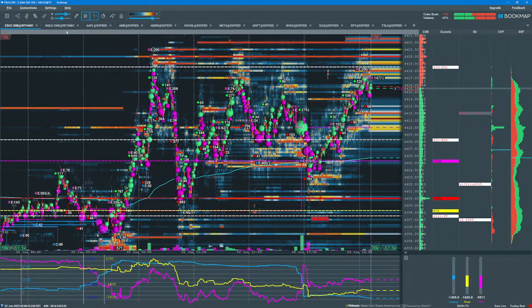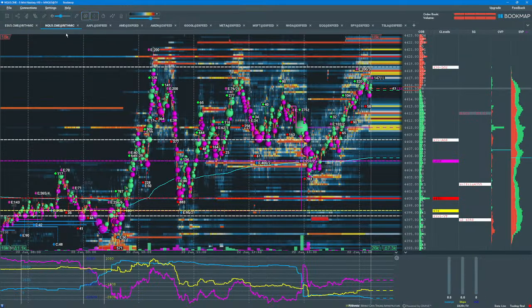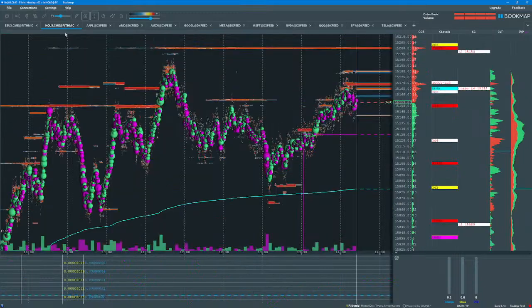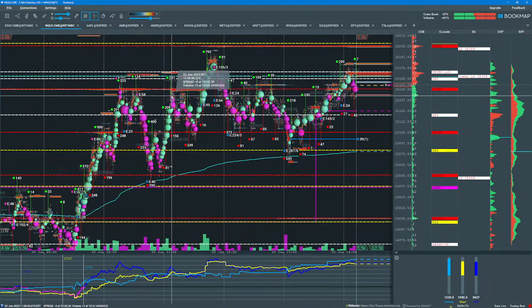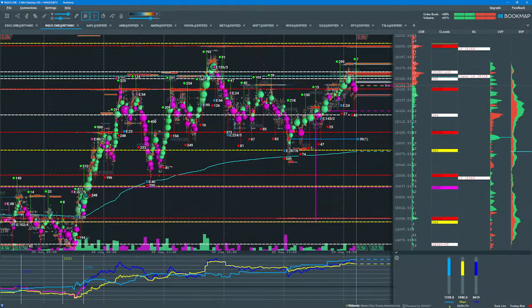All right, so that's the S&P 500. Let's go to the NASDAQ now. So NASDAQ this morning, pretty easy read. Note the bullish order flow. I pointed that out before.